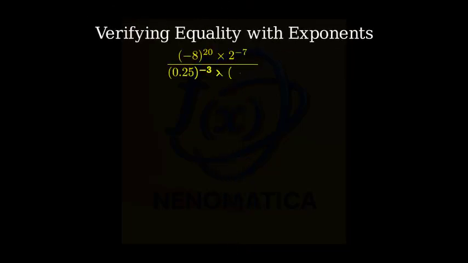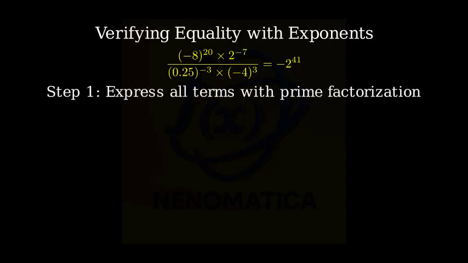We need to show that the fraction with negative 8 raised to the power of 20 times 2 to the power of negative 7 in the numerator and 0.25 raised to the power of negative 3 times negative 4 cubed in the denominator is equal to negative 2 raised to the power of 41. Let's solve this step by step. First, we'll rewrite all the terms using their prime factorizations.